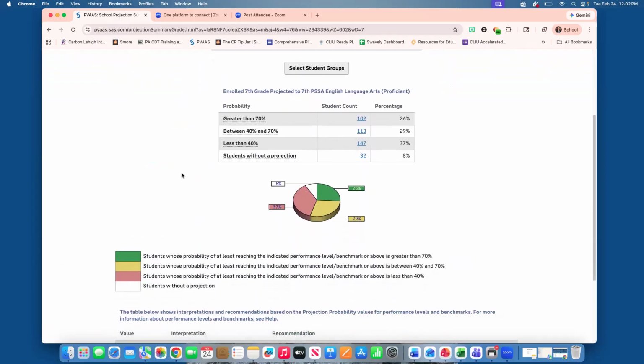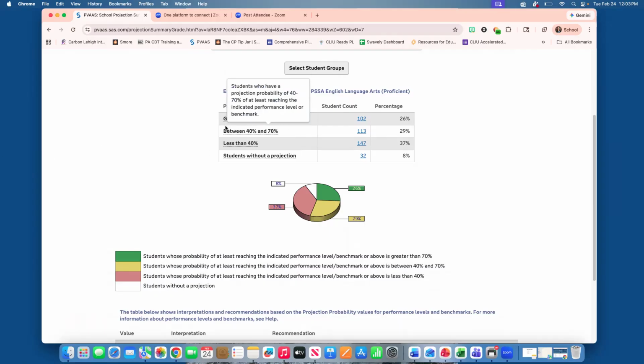We're going to be looking at the enrolled students that have a greater than 70% chance of scoring at least proficient on the PSSA. When we look at students with a probability of 70 or higher, they are likely to score at or above the indicated benchmark, and they might need a lower level of support. The students' needs will likely be met with core instruction.